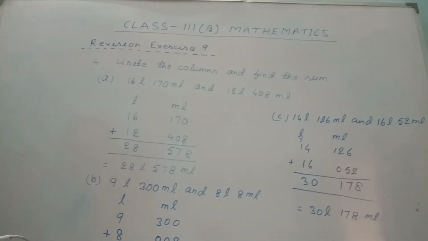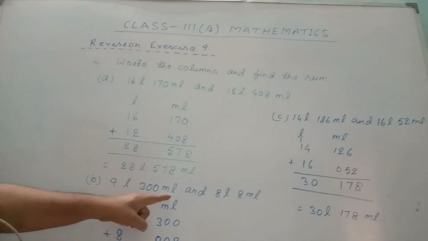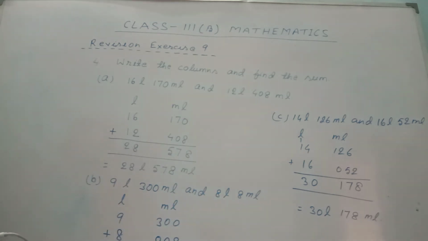Question number B. 9 liter 300 milliliter and 8 liter 8 milliliter. I wrote the columns of liter and milliliter. In the column of liter I wrote 9. In the column of milliliter I wrote 300. Again in the column of liter I wrote 8, and in the column of milliliter I wrote this 8. Now you see this arrangement. Here is 300 and here is only 8. So this 8 will come below of one's digit of 300.